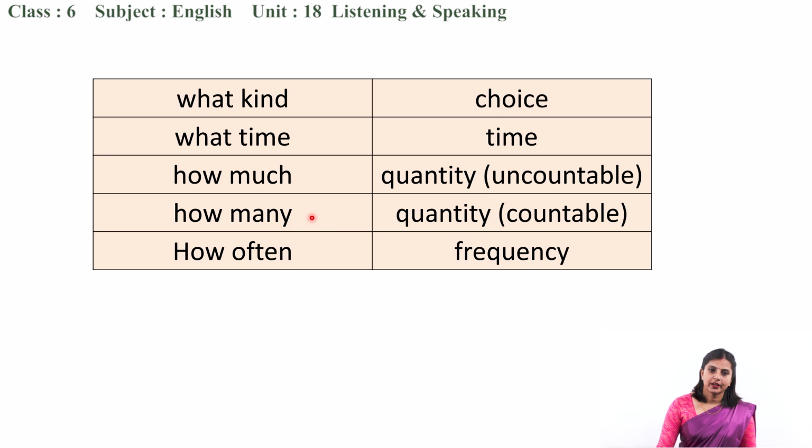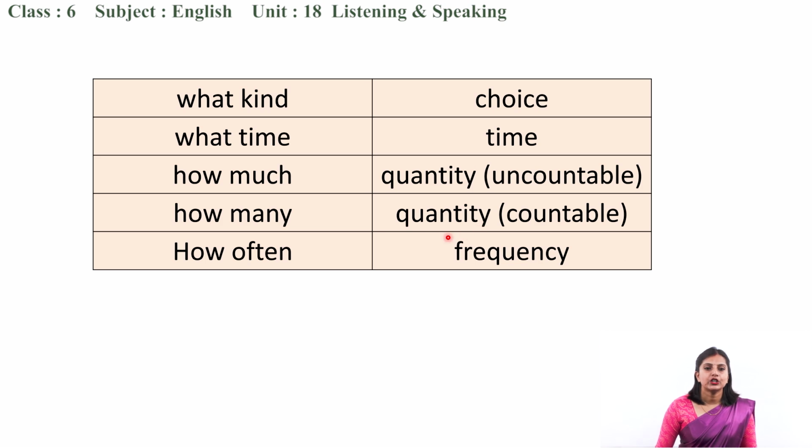noun. Okay, next is how many. How many is also used to ask about quantity or amount, but that should be for countable noun. How many members are there in your family? How many friends do you have? Okay, how many books do you read in your school? Okay, so how many is used to ask about the amount of countable things.